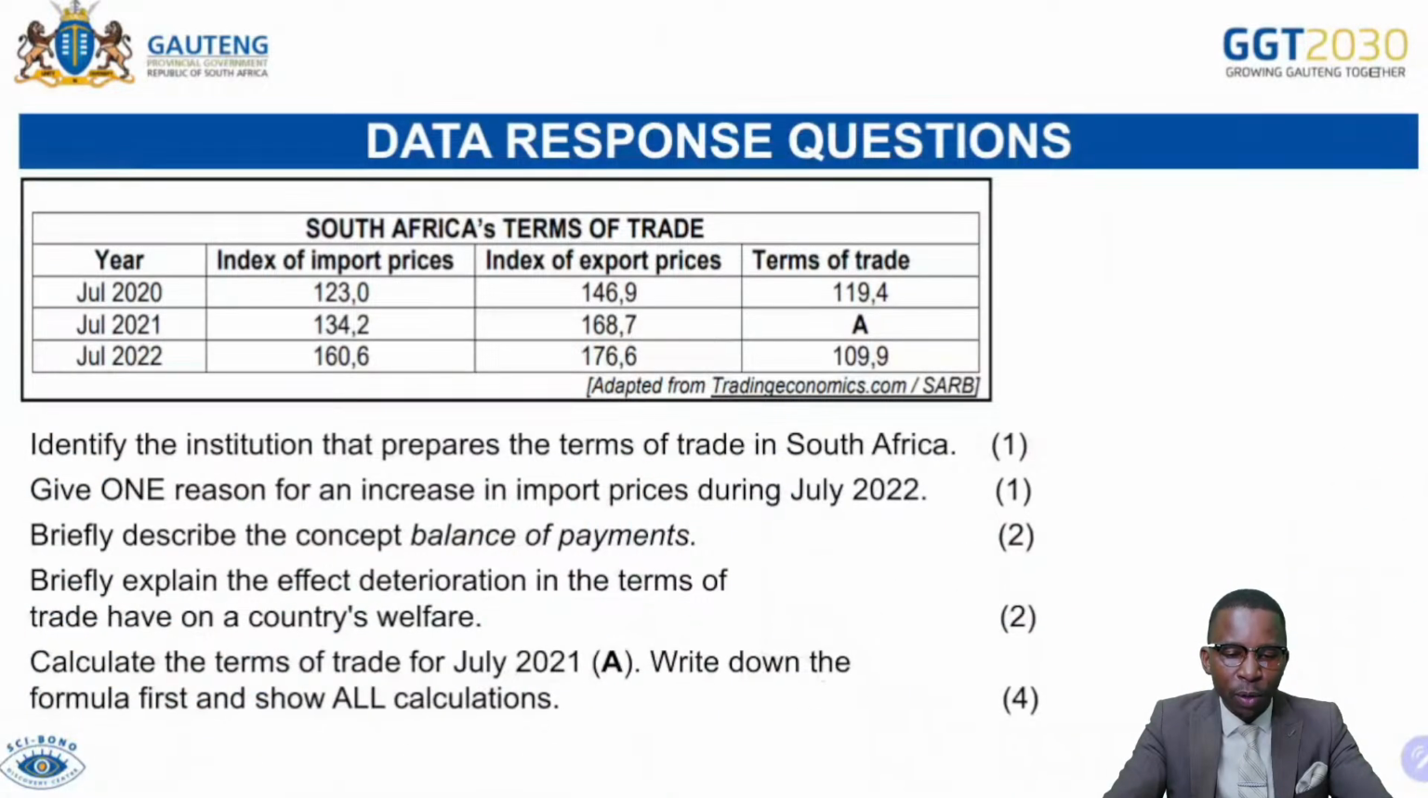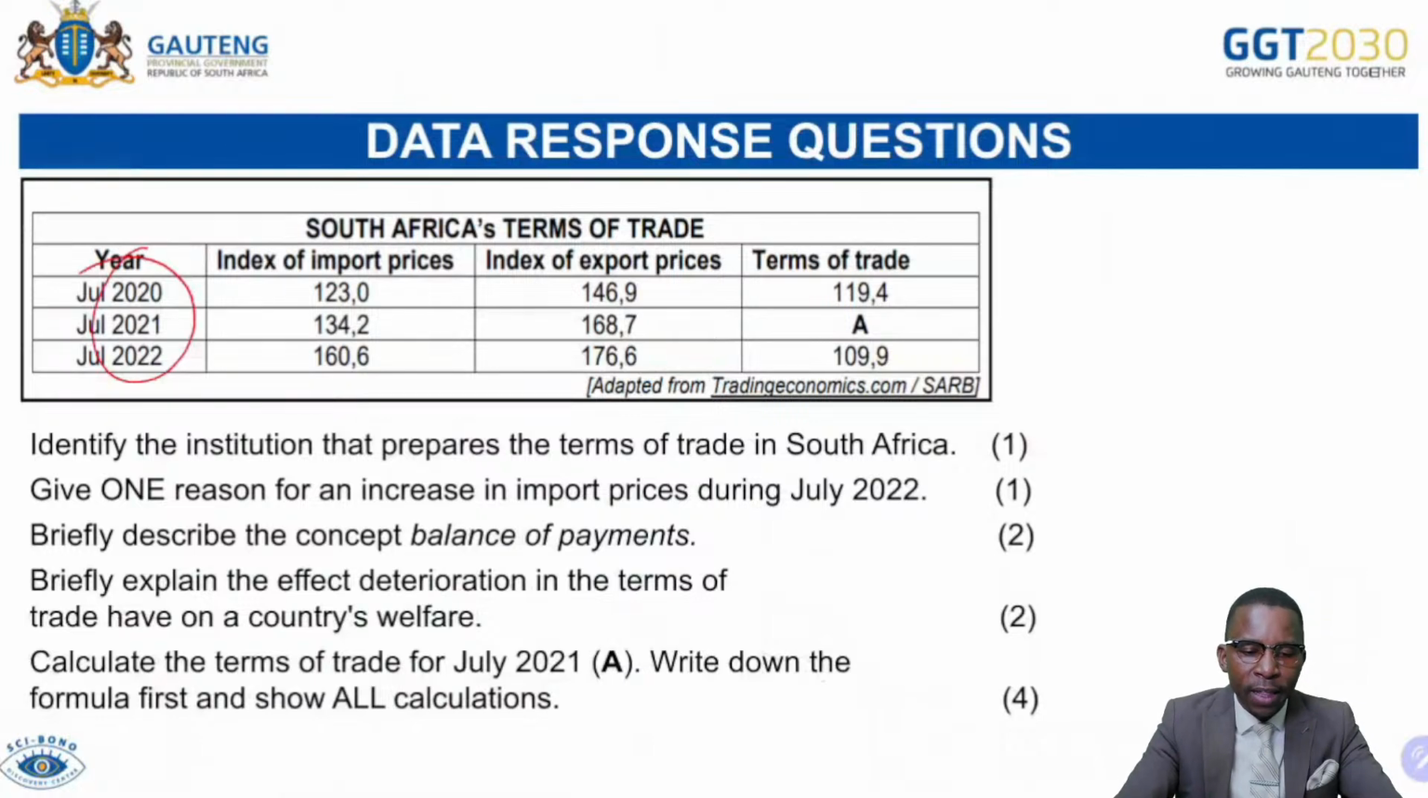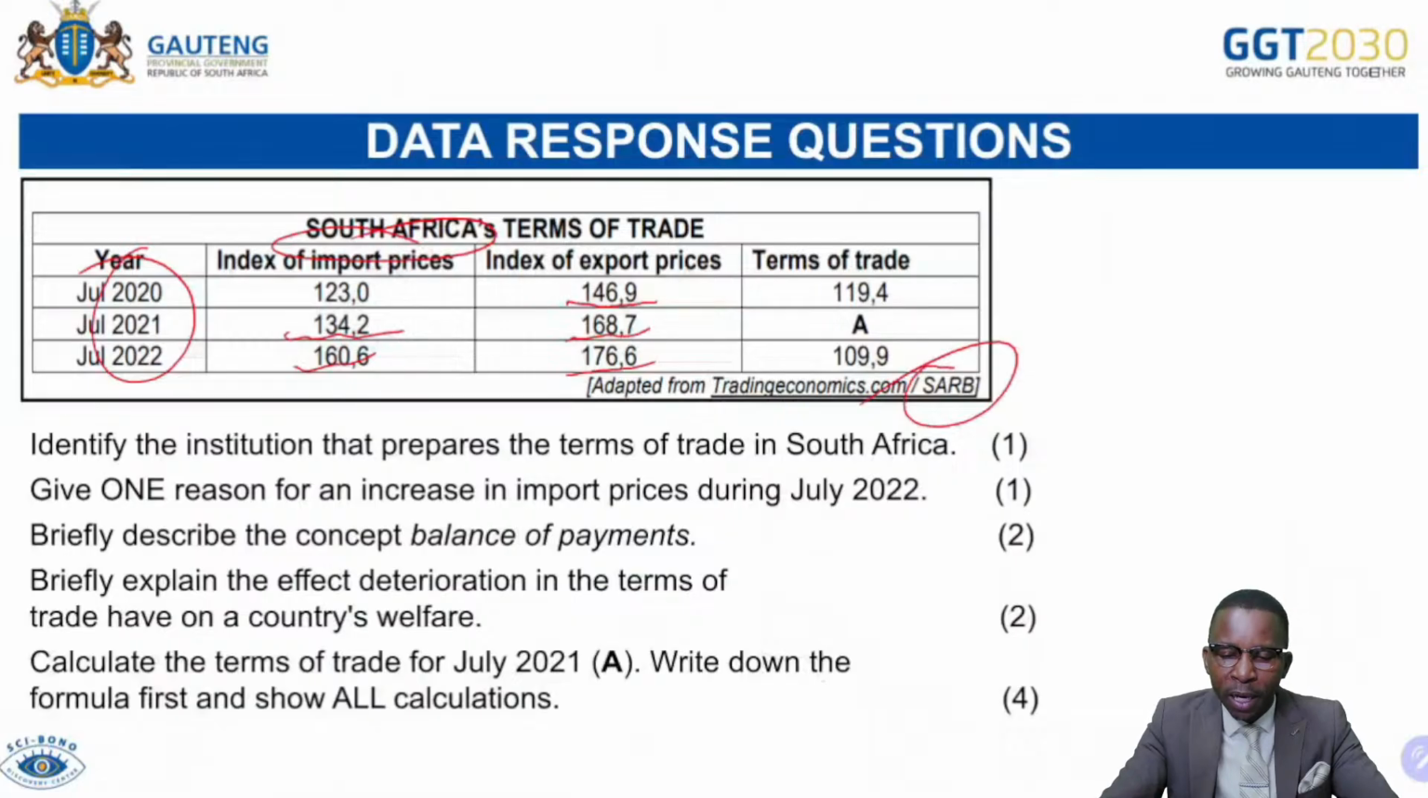Data response, again, we are given what we call terms of trade. So here we are given 2020, 21, and 22, and then the index of import prices. So we have an increasing trend, or upward trend, because it's 123, 134,2, 160. Index of export prices 146,9, 168,7, 176,6. It's adapted from the South African Reserve Bank. And then terms of trade for 2020, 119,4. 2021, we have to calculate for 4 marks. 2022, 109. You can see that they are decreasing here. It was 119, it's 109.